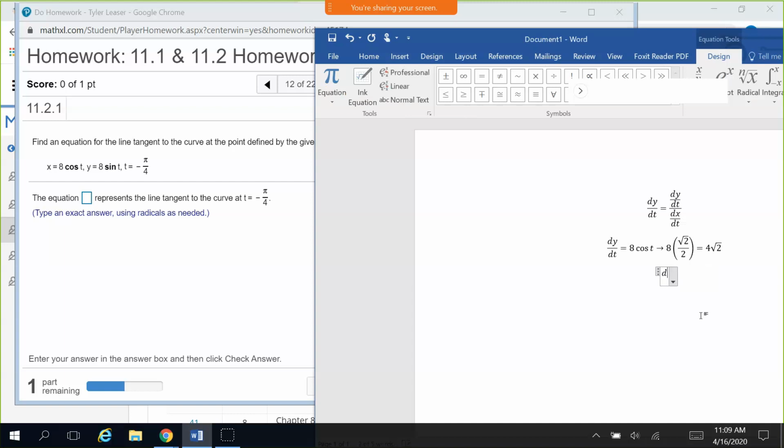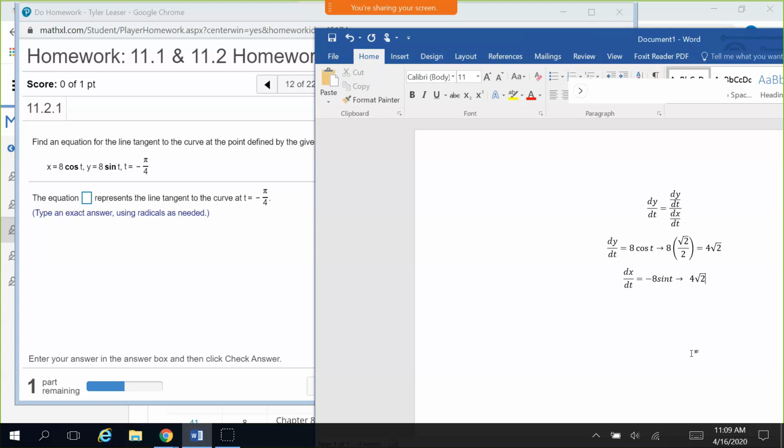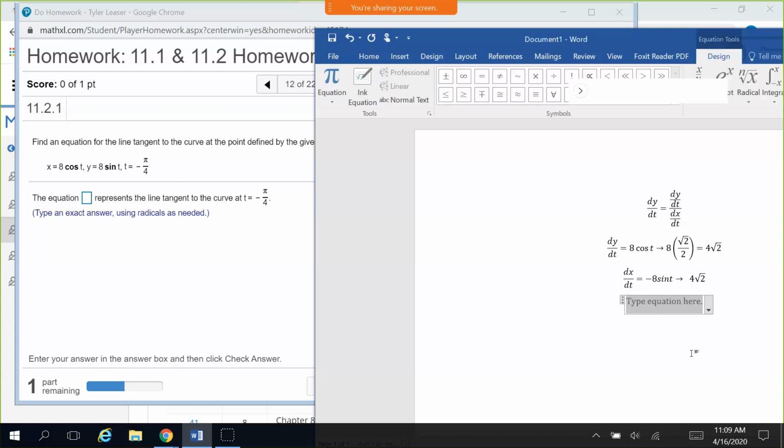Okay. Dx dt, the derivative of x is going to be negative 8 sine t. And then plugging in the negative pi over 4, that one's negative root 2 over 2. But it's going to cancel out with the negative that's already up here. So this is also going to come out to be positive 4 square root 2. And then the ratio of those two things would be 4 square root 2 divided by 4 square root 2. So it looks like we just get 1.